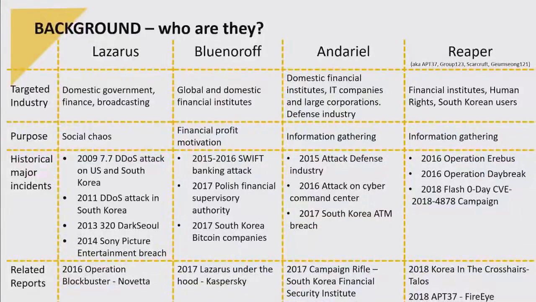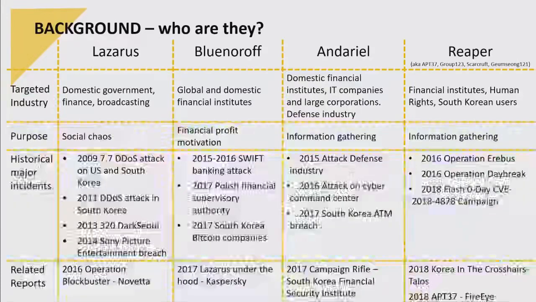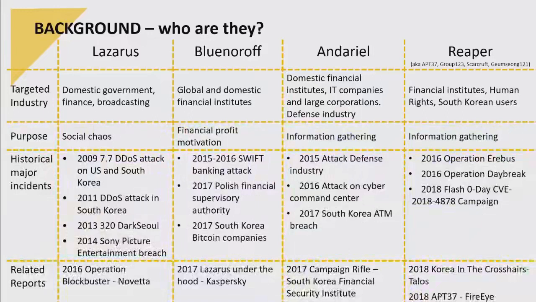And the last group is called Reaper. This group is a relatively newly identified group, and it has many different names, APT 37, ScarCruft, and so on. In the early stage, they also did a lot of intelligence gathering. However, they also started to shift their target to some financial institutes too.